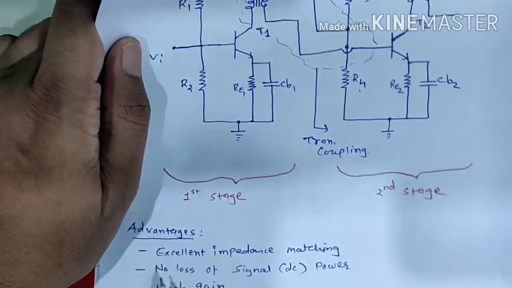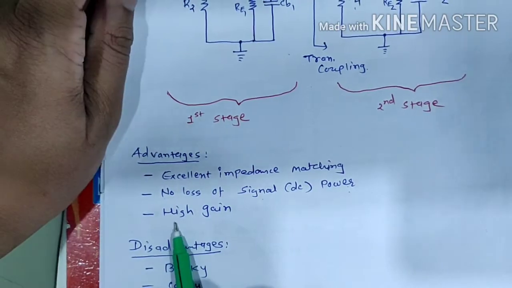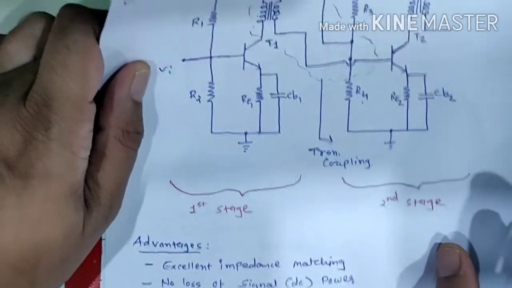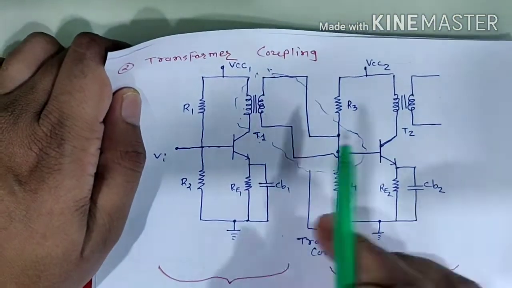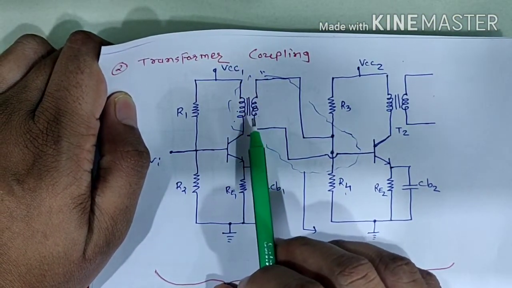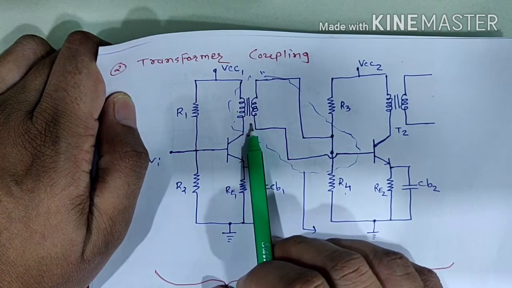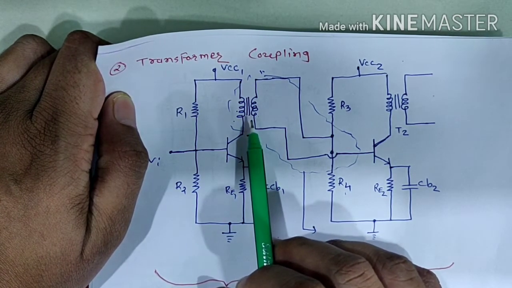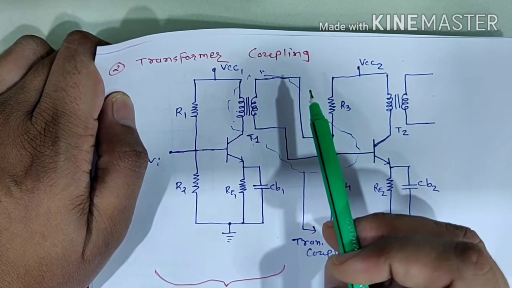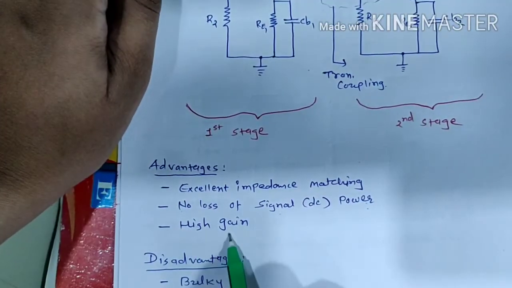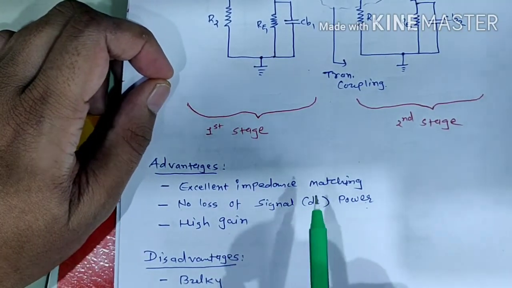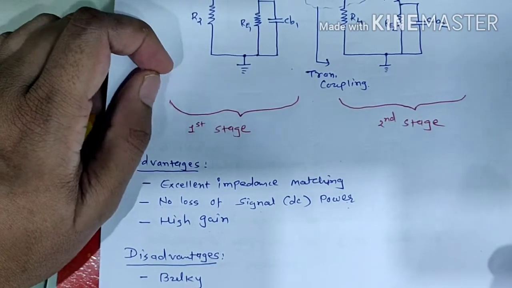Third advantage, it will provide a high gain. Because there is no loss of DC power or DC signal power, as it is totally isolated, it will prevent the loss of DC signal power, so it will provide high gain. So these are the main three advantages of transformer coupling.